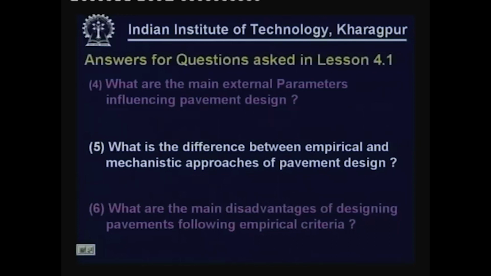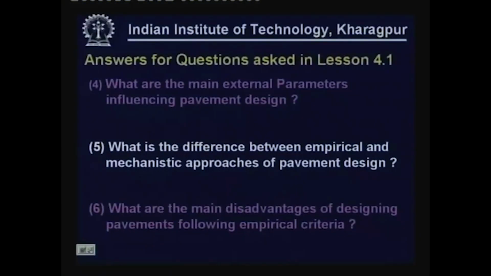What is the difference between empirical and mechanistic approaches of pavement design? Empirical is the design that is developed or criteria that is developed based on experience and some simple parameters, whereas in mechanistic approach the experience is correlated to some mechanistic parameters like stress, strain and other critical parameters.